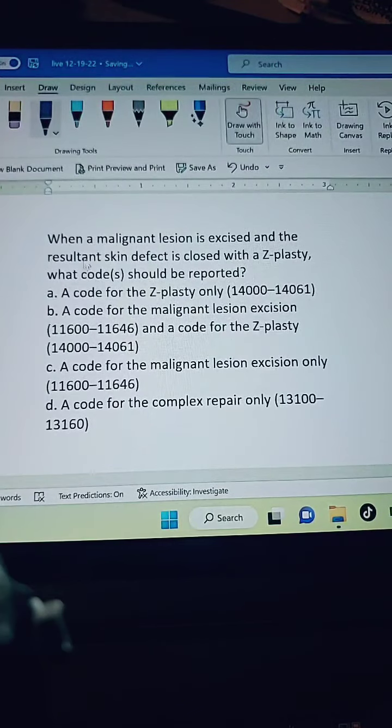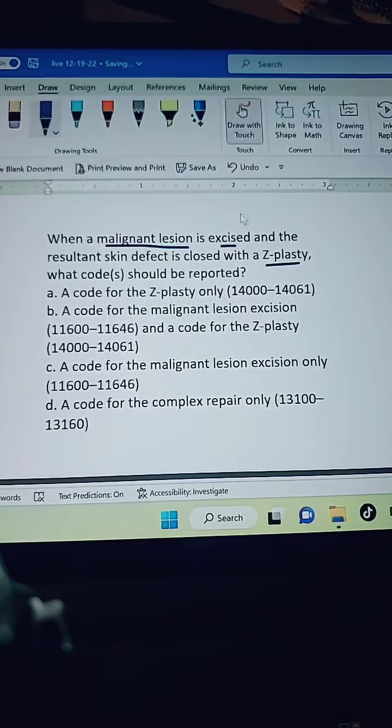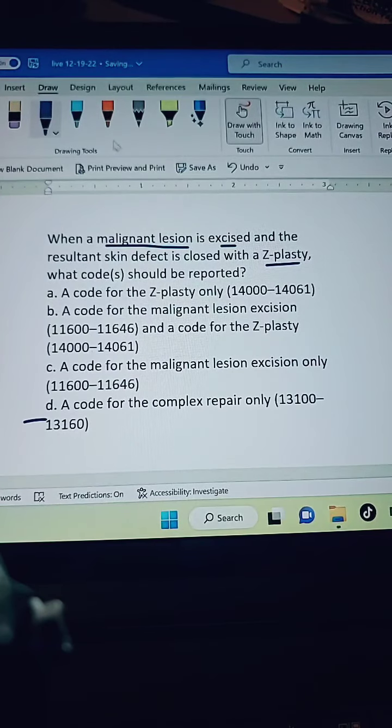What else do I have? Oh, Lord. When malignant lesions are excised with a Z-plasty. Ooh, I know where that is. Where are Z-plasties? We've got one that's in the 13s. We got two of them listed as 16s. And then we have two of them listed as 14s.